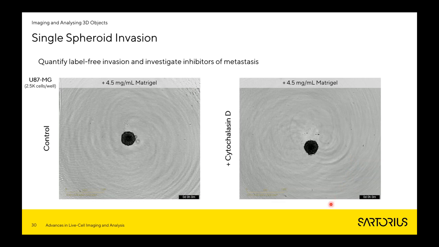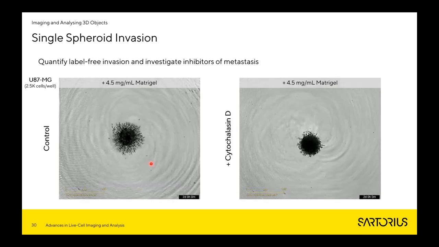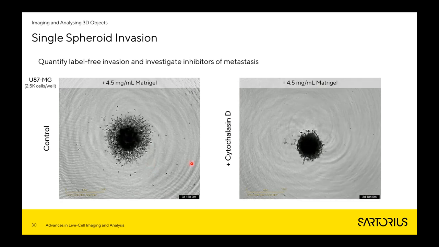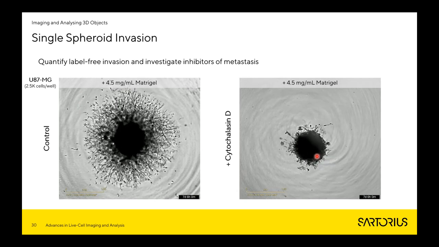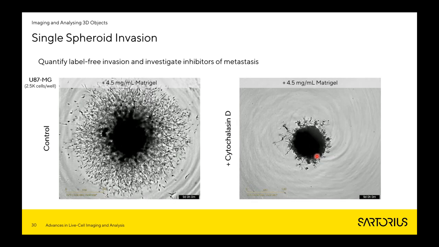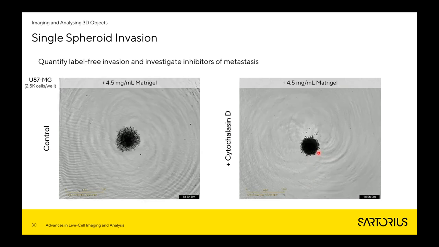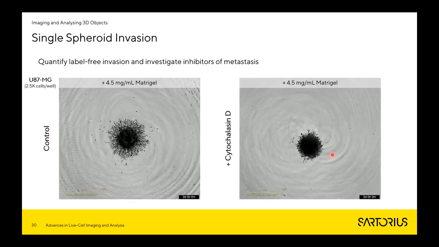In this example movie, we have U87 cells again, and we're looking at the metastatic potential. Here, the cells have been embedded in 4.5 mg per mil of matrigel. The spheroid has been allowed to form. The matrigel has then been added to the well, and we see the control proliferate and invade quite considerably. However, when these cells are treated with cytochalasin D, which is a cell cycle inhibitor arresting the cells in the G1S phase, we don't see anything like the same invasive phenotype.